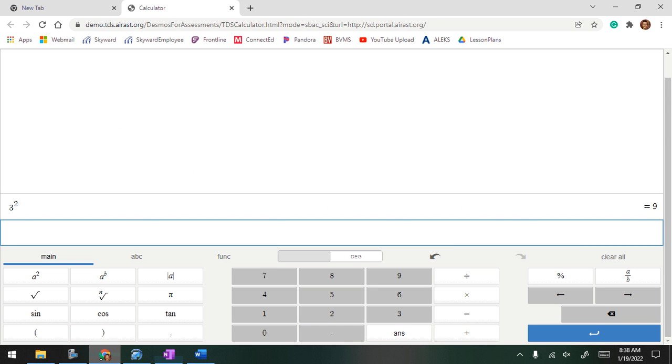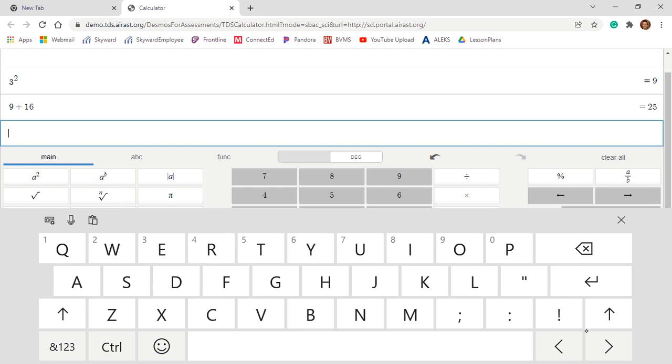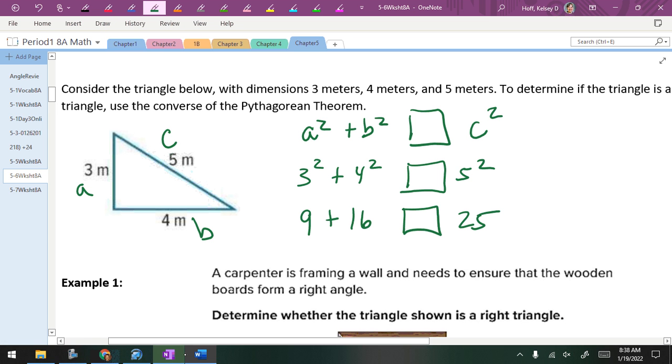Now what do we need to do? Nope, we don't have a variable here. We need to take 9 plus 16 and hit equals. What is it? 25. So when I add these two together, I get 25, box, 25.